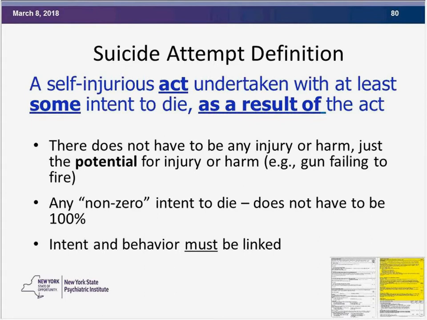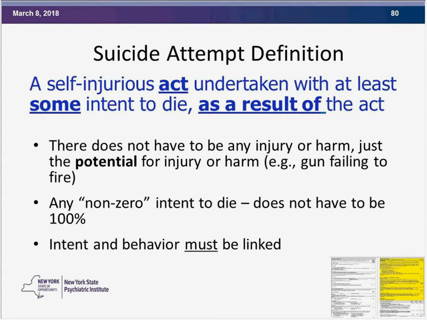There doesn't actually have to be any injury or harm, just the potential for injury or harm. So if, for example, someone puts the gun to their head and the gun fails to fire, or they lie down on train tracks and before the train comes they get off, as soon as there's potential for injury, as soon as they pull that trigger, it rises to the level of a suicide attempt.